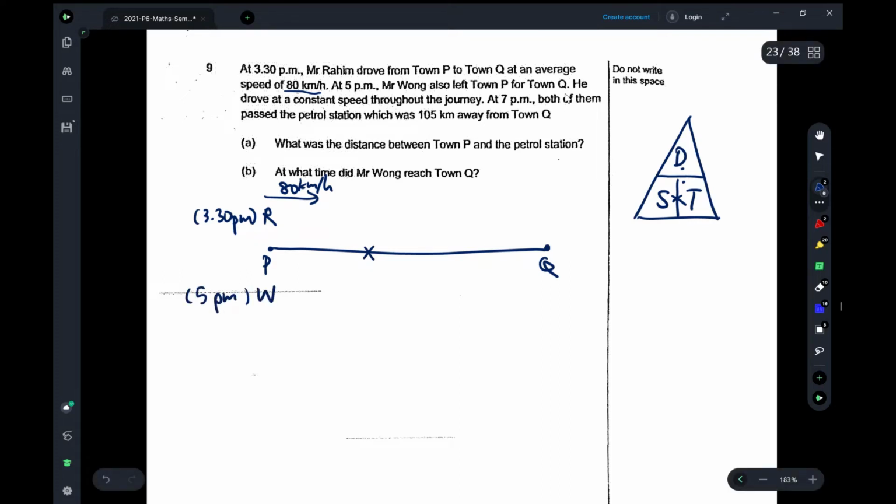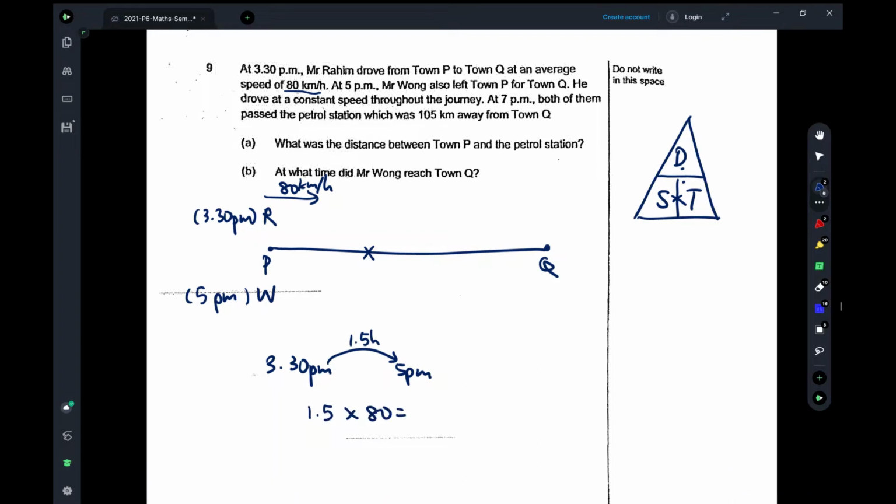So we can check. So from 3:30 p.m. to 5 p.m., how long is it? It's 1.5 hours. So 1.5 hours multiplied by the speed of Mr. Rahim, 120 km. So Mr. Rahim would have traveled 120 km. Then Mr. Wong started from Town P. Okay, Mr. Wong drove at a constant speed throughout the entire journey. So this is 5 p.m. for Mr. Rahim.